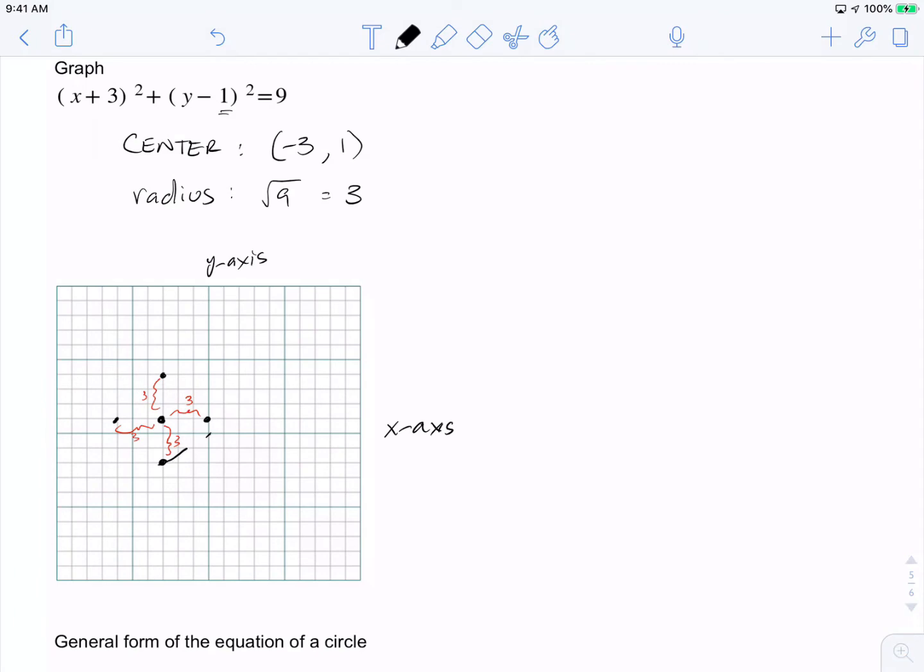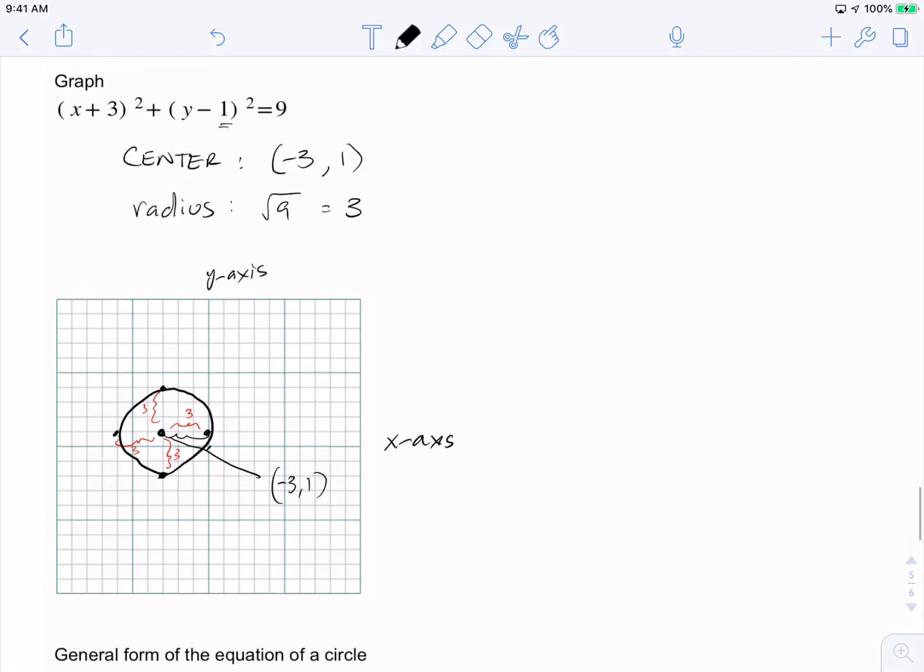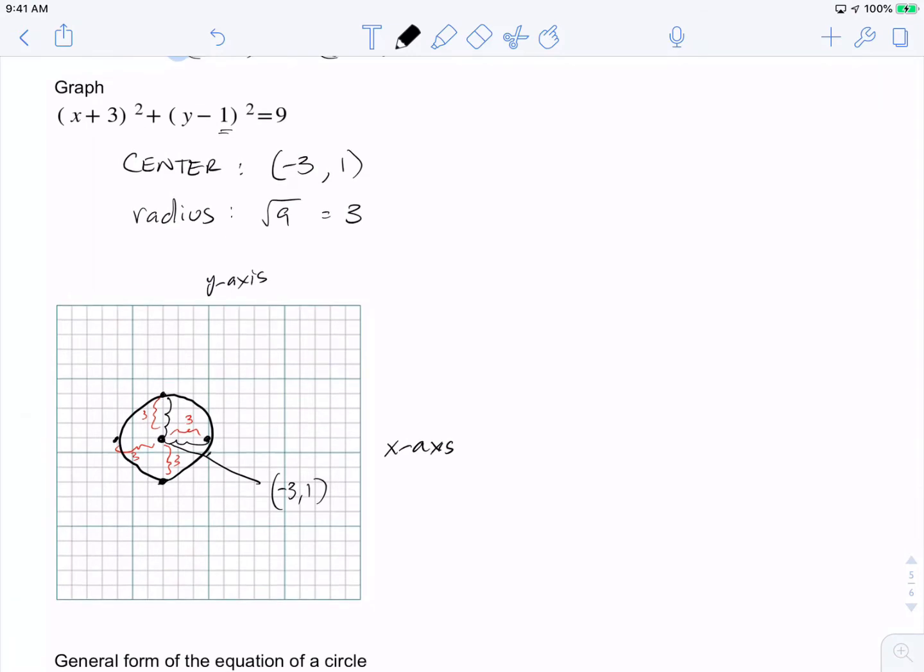Now we have to connect these outer dots. Bear with me, I'm not the greatest artist. And so we see that the red was the radius. This center point here is negative 3, 1. And that's how we graph this problem. So you find your center, and then from the center you're going to count out 1, 2, 3 in straight lines. 1, 2, 3, 1, 2, 3, and then 1, 2, 3. And then just make a curve around it as best you can.